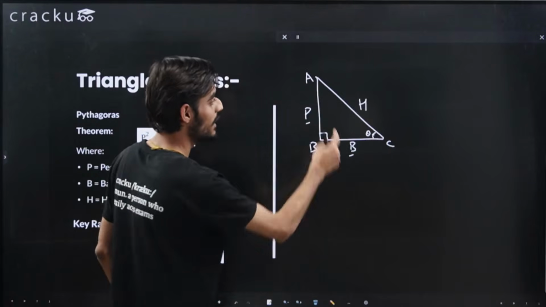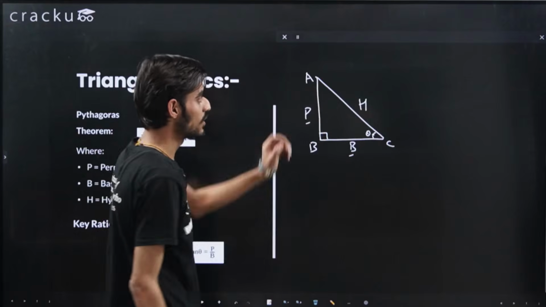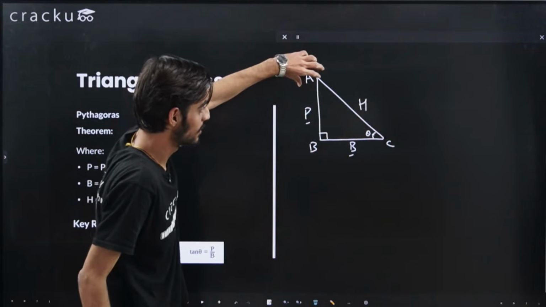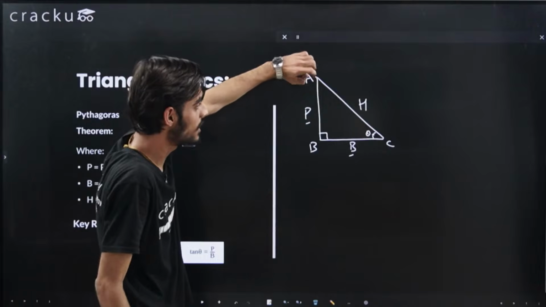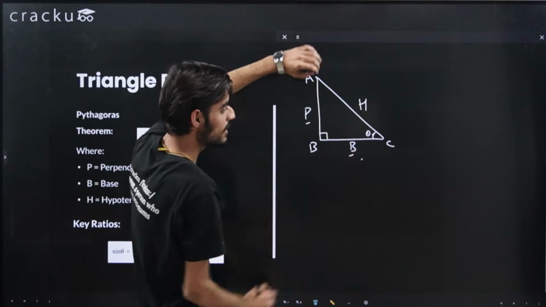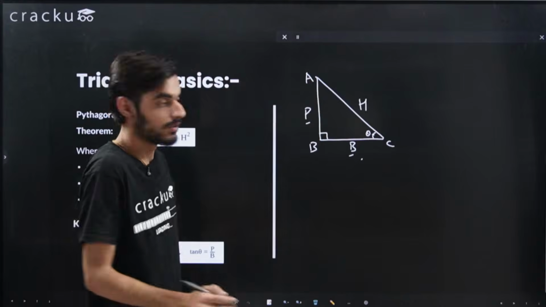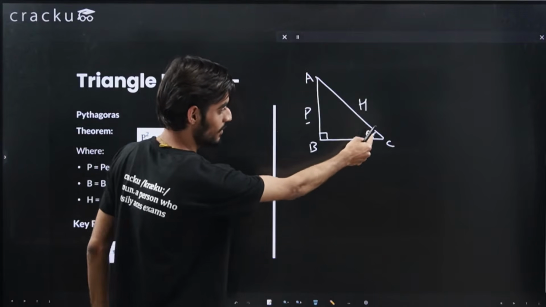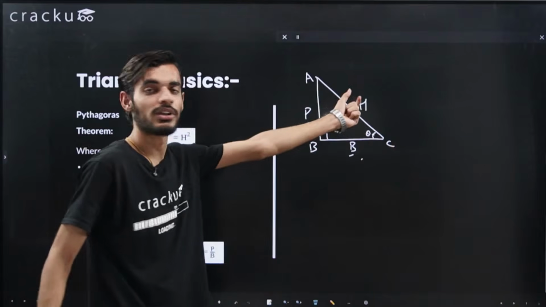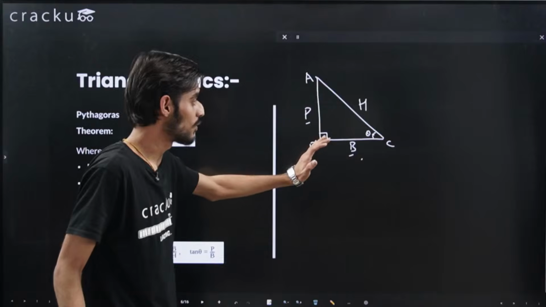If I need to find the sine of this angle A, because I am looking from this angle, the hypotenuse will remain the same, but the perpendicular will be this, and this will be the base. So perpendicular and base may shift depending on which angle we are looking from, but the hypotenuse will remain the same. It will be in front of the right angle.